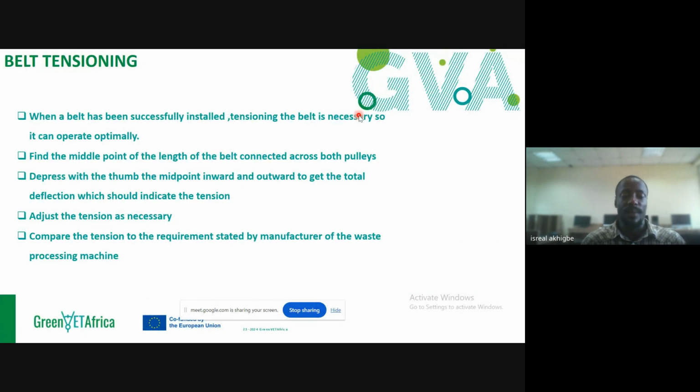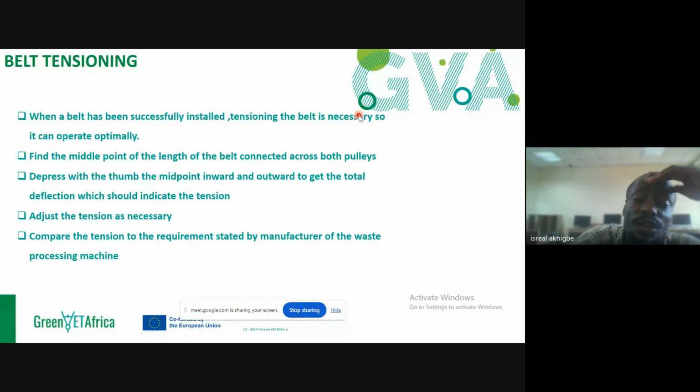Now, how do you tension a belt? When a belt has been successfully installed, tensioning the belt is necessary so that you can operate optimally. Remember that I said your belt drive works with pulleys, and it uses the coefficient of friction to operate. If you have a reasonable amount of tension, it will also improve that coefficient of friction, to help us transmit our motion even better.